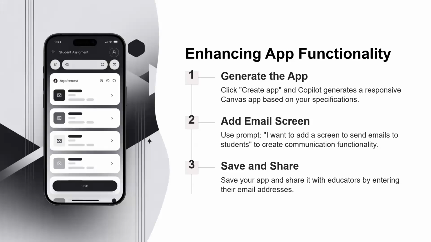So, enhancing app functionality. We generate our app. We click generate, create app, and Copilot generates a responsive Canvas app based on our specification. We then add the email screen. So we say, okay, I want to add a screen to send emails to the student, right? To create communication functionality, it will do that. So this is basically adding more features to the already existing app. You can save your app and share it with educators by entering their email addresses. This is for early stages, for testing, to see how the app does when you send it out to clients.